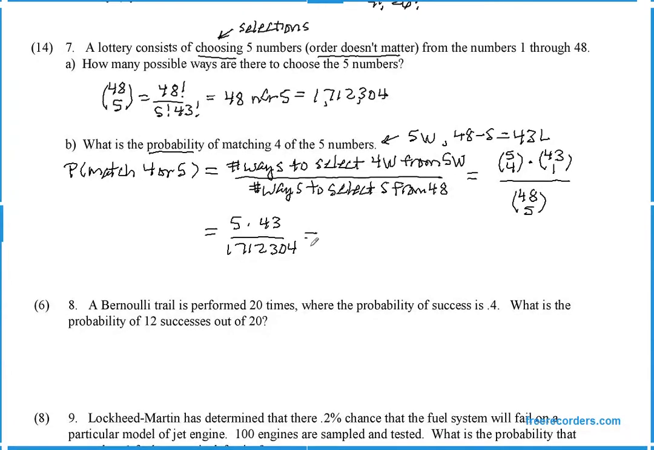And then if you wanted to, you could write this as a decimal. So if you key that in, you get approximately 0.00013, which would be 0.013%. So quite a small probability.